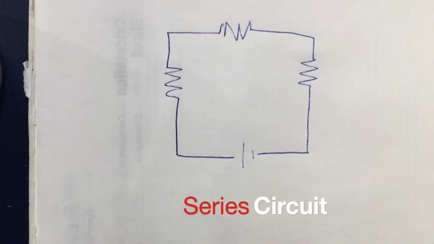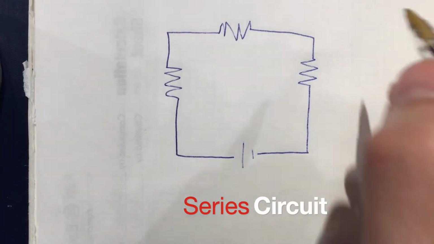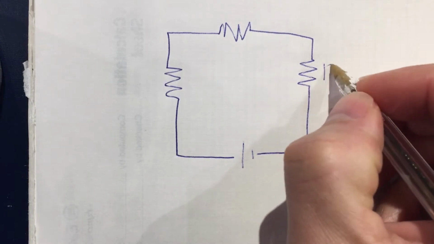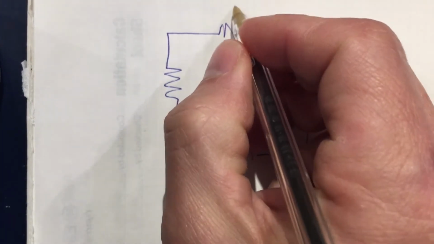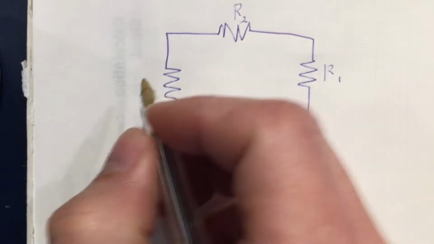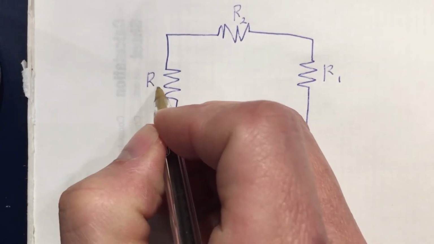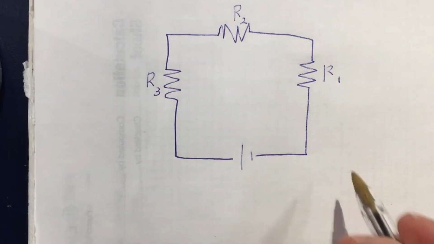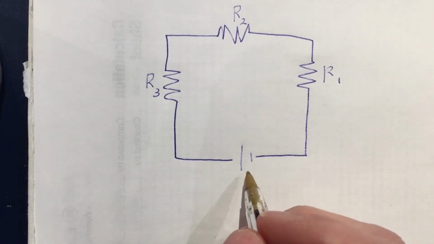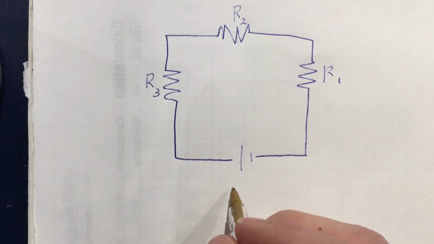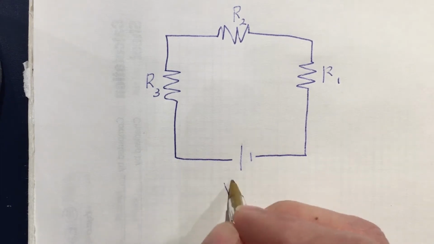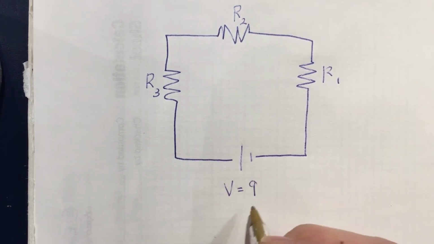All right, so let's take a look at a circuit like this one. In this circuit, we have three resistors, shown again by our little zigzaggy wire. Here's R1, R2, and R3. We could number them in any order we want. This represents our battery with its two terminals. Let's say that our battery has a voltage of 9 volts.